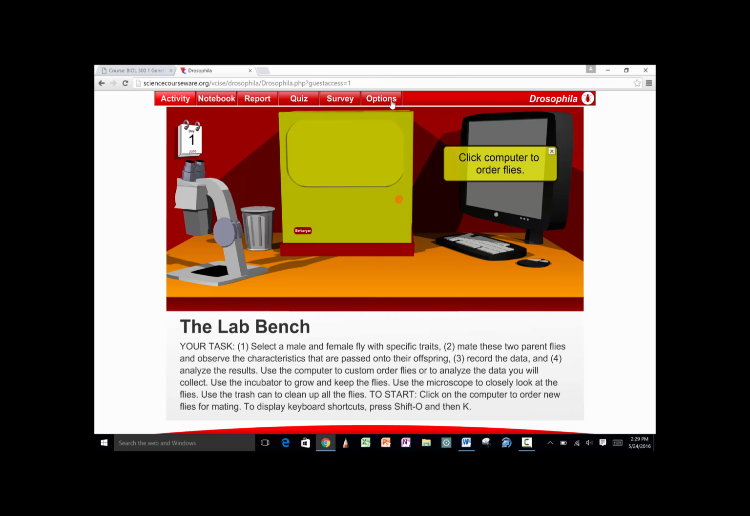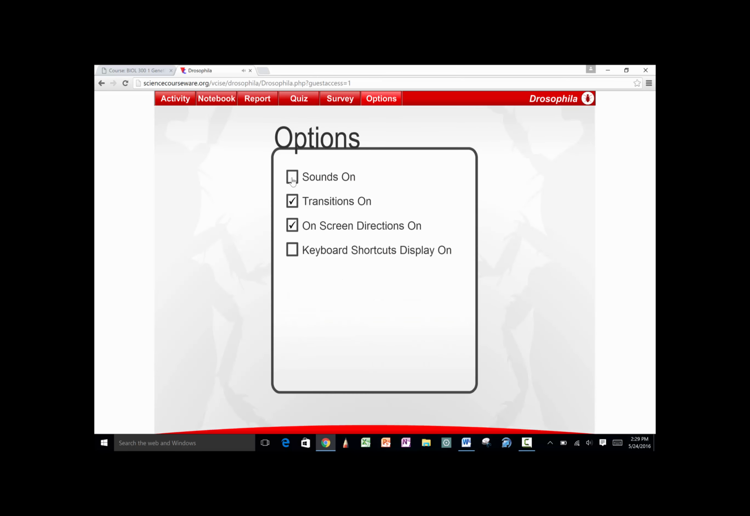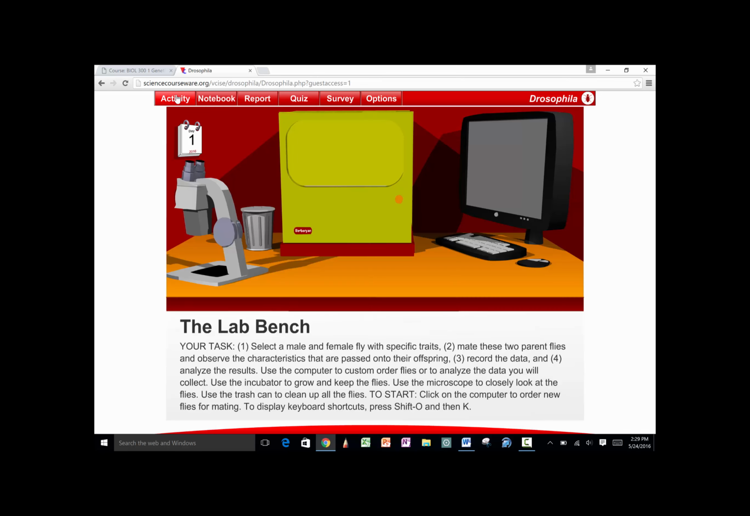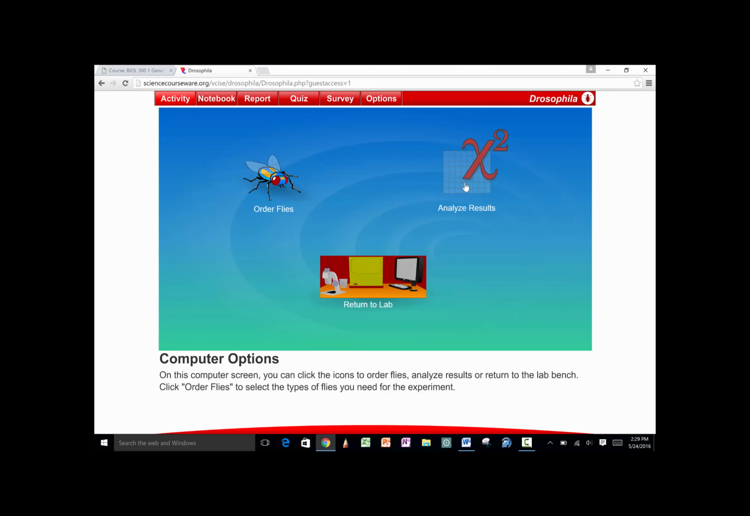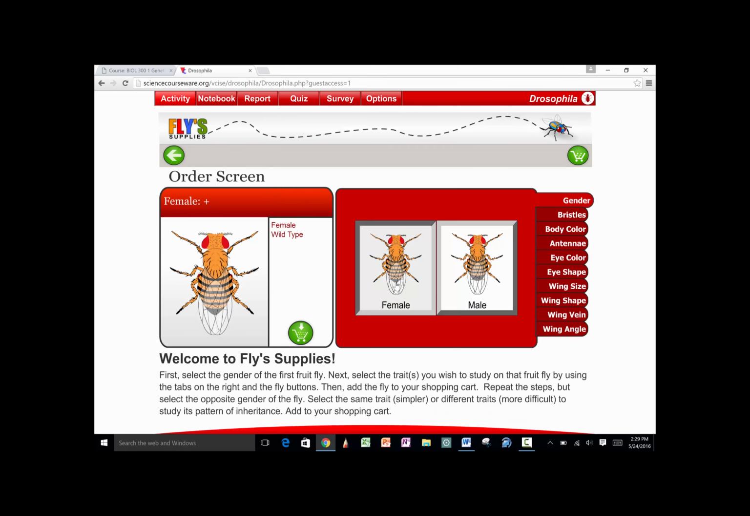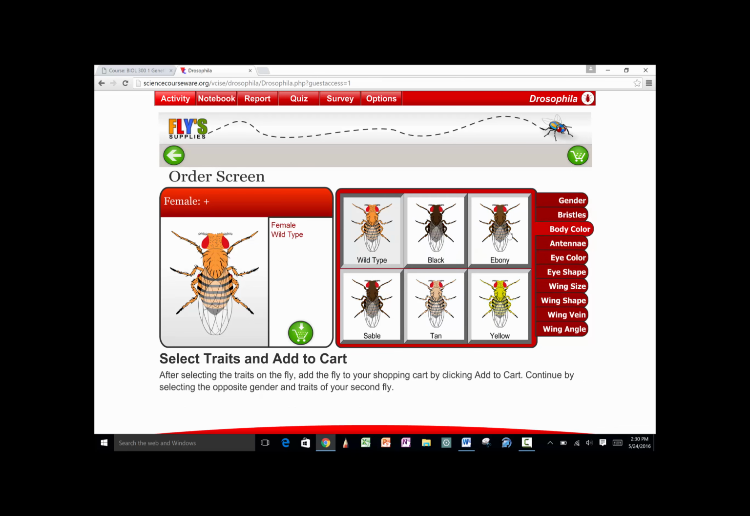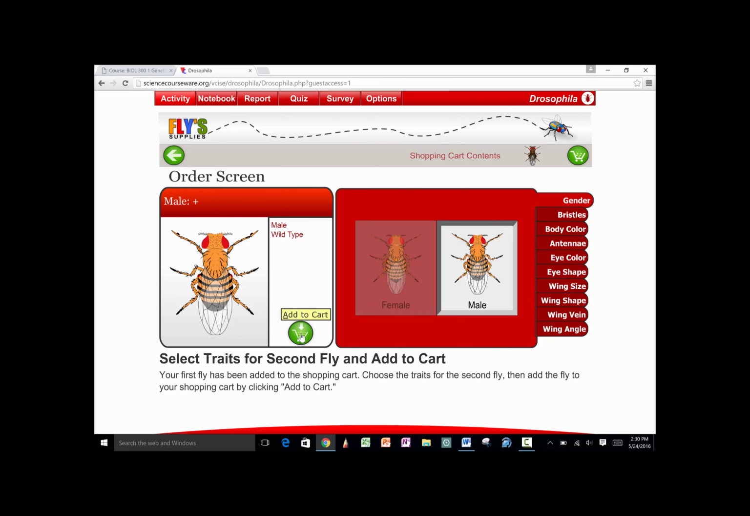And I'm going to turn off my options. If you haven't figured this part out yet, you can turn off these options, and that speeds things up, and it gets rid of the annoying noises. And then you go over to activity and just do the crosses the same way. We order some flies. I order my female. We said it was body color. We're going to do ebony. And notice that black, ebony, and sable all have black bodies, but those are all different genes, and they're all on different chromosomes. So I'm going to add that female to the cart.